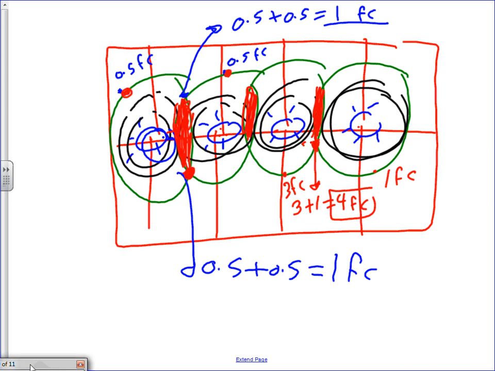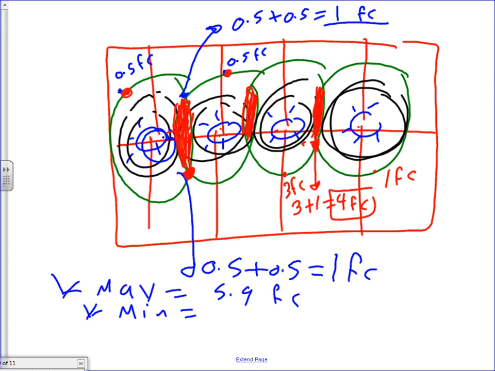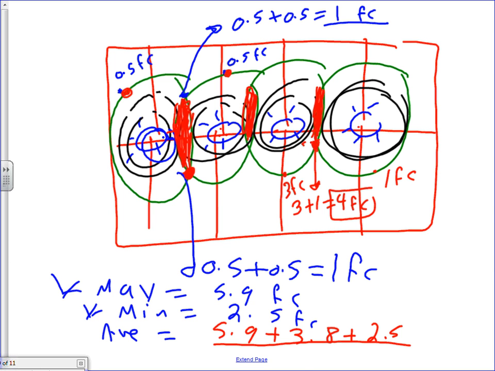The average is not found. So let's find, I want to emphasize these ones right here. Max. What was the max? 5.9 foot candle. What's the minimum? 2.5 foot candle. Average. What do you do when you do the average? You take the 5.9 plus the other point, 3.8, plus 2.5. Divide them. How many points did I do? 3.